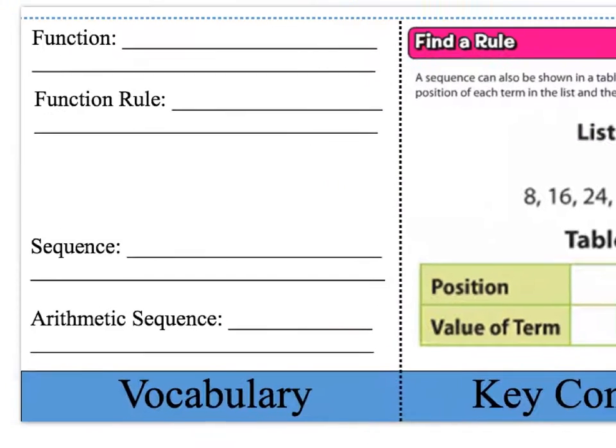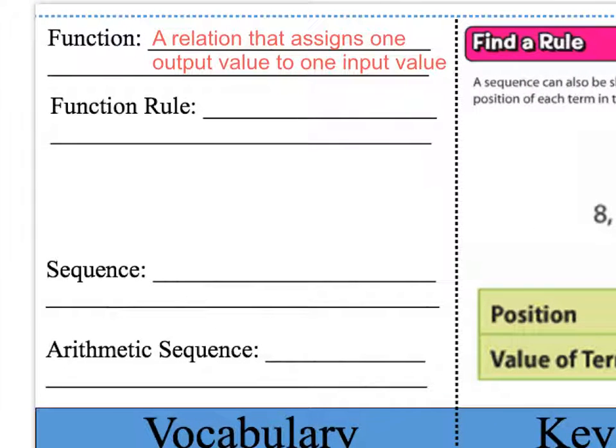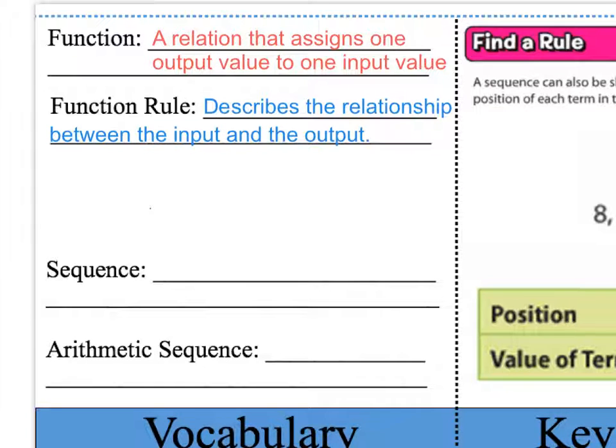So let's go ahead and talk about some of the vocabulary. The first vocabulary word is function. And a function is a relation that assigns one output value to one input value. The second vocabulary word is called a function rule. And a function rule is something that describes the relationship between the input and the output value.